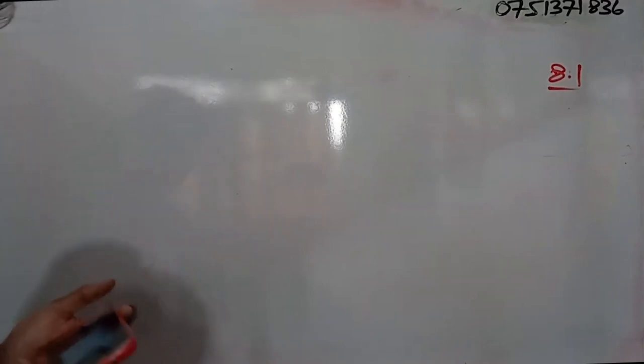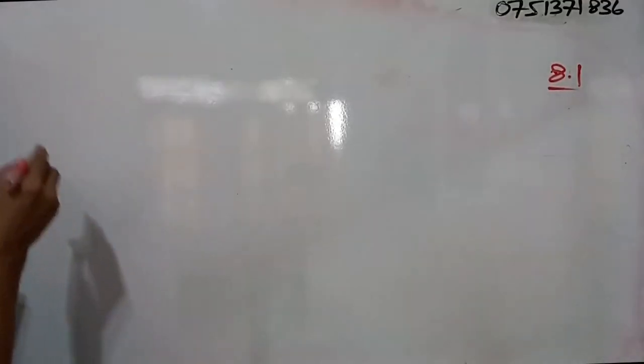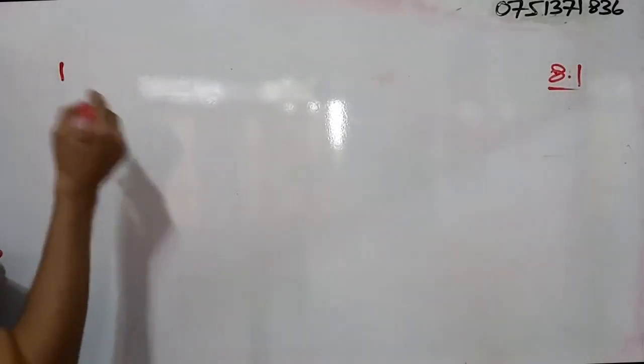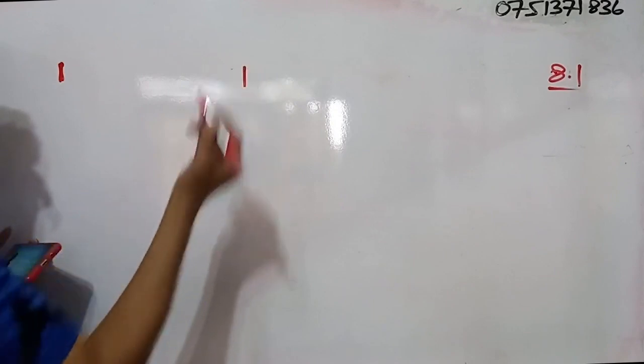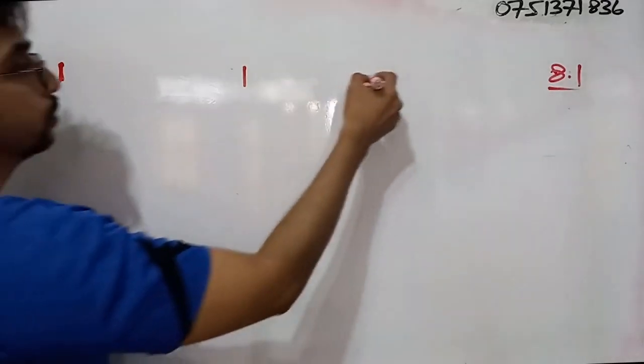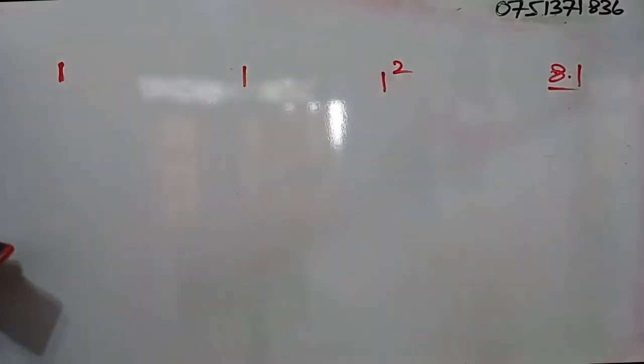Right. So I will do the first one. So we have 1. So this is the first column. Then we have the sum. So the sum is also 1. Right. The perfect square in index form. 1 means what? 1 to the power 2.